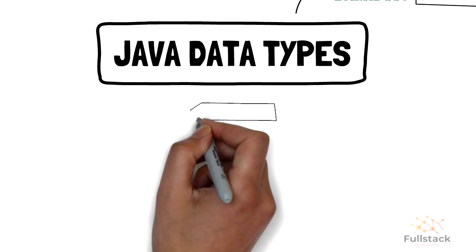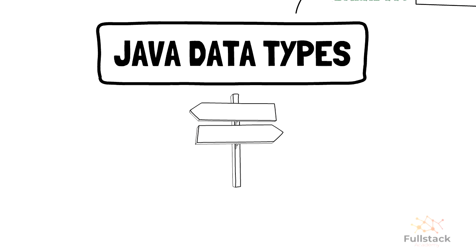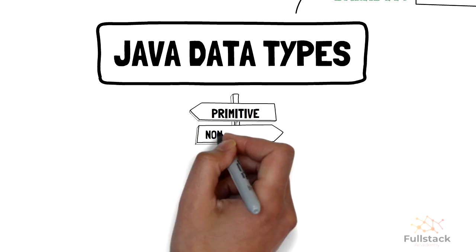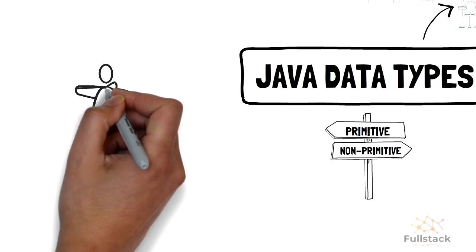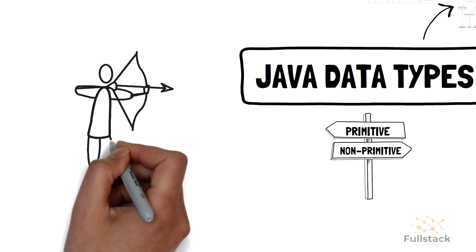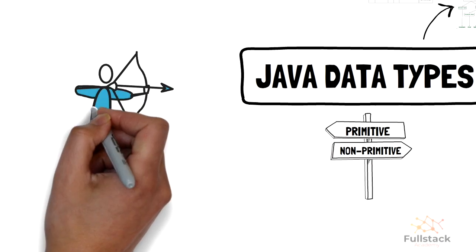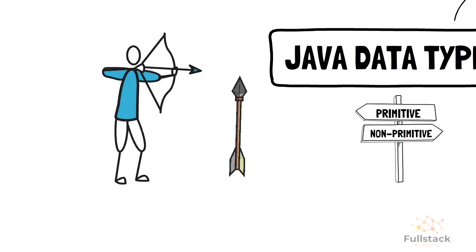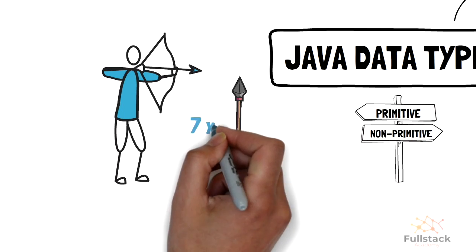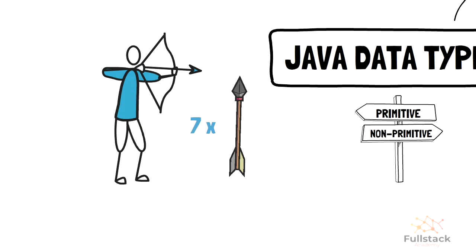Let's get started. Firstly, Java data types are divided into two types, the primitive and the non-primitive. To remember this, I want you to think of an image of a hunter in a jungle with a bow and 7 arrows. Bow and arrow is a primitive weapon, so you can relate it with the word primitive and use it as a representation of primitive data types. Make sure that you remember the hunter has a stock of exactly 7 arrows. Why 7 arrows? We'll come to that in a minute.